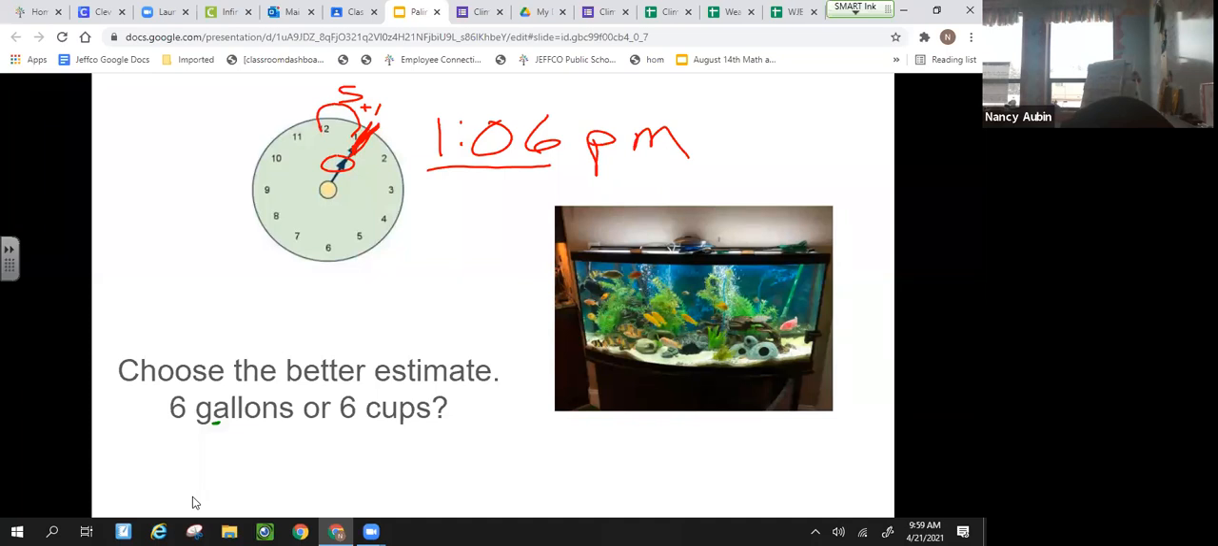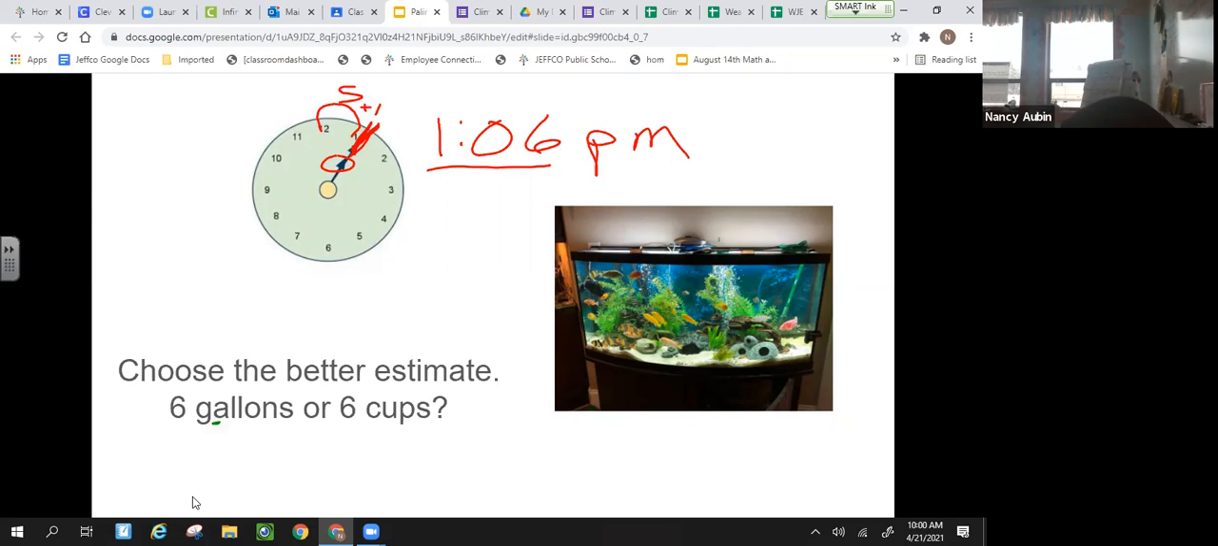Okay, choose the better estimate for this fish tank. 6 gallons of water or 6 cups? Write it on your board and hold it up. I have a fish tank, but all my fish died. All right, my friend Lyric, what do you think?